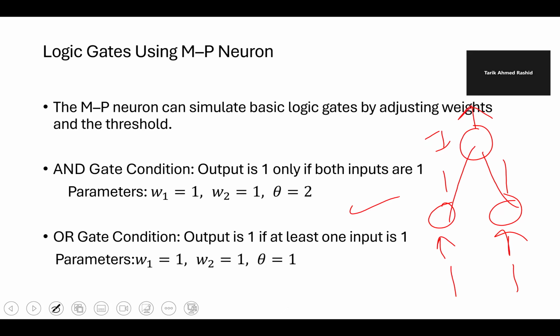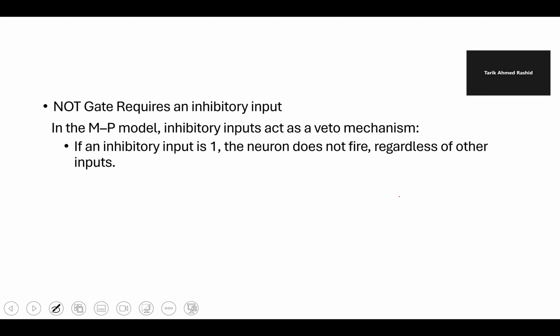For the NOT gate, inhibitory inputs act as a veto mechanism. If the inhibitory input is 1, the neuron does not fire, regardless of other inputs. So if it is 1, then the output will be 0, and if it is 0, it will be 1.